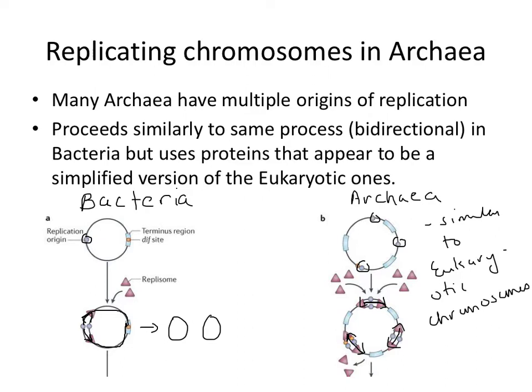Which have multiple origins of replication. So even though they're much tinier, and you wouldn't think that they would need so many origins of replication to do cell division quickly enough, this is what they have evolved to have, and this is a difference in the archaea relative to the bacteria, and a similarity between the archaea and the eukaryotes.